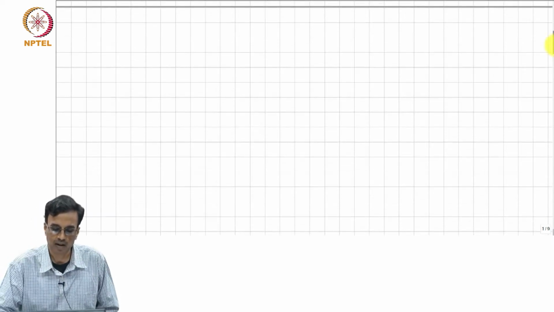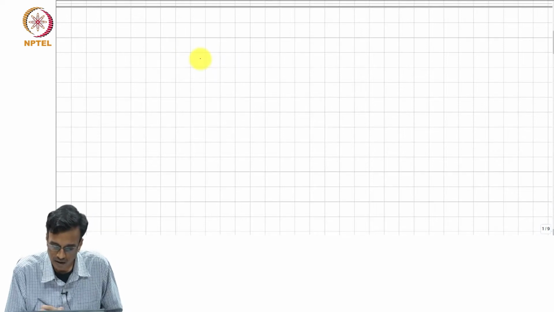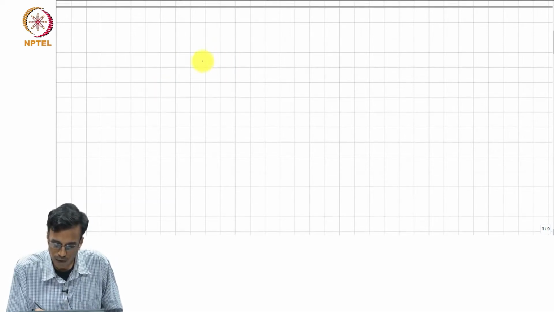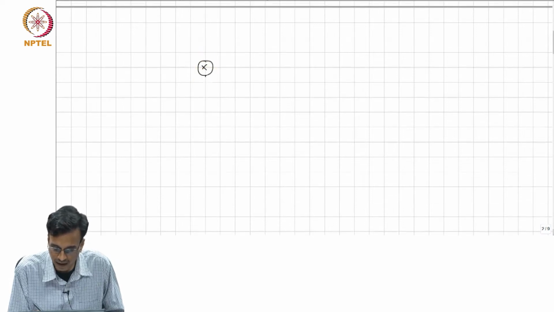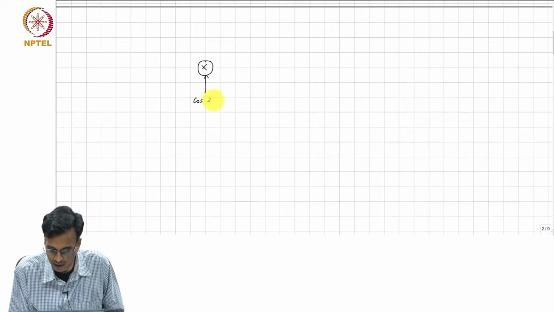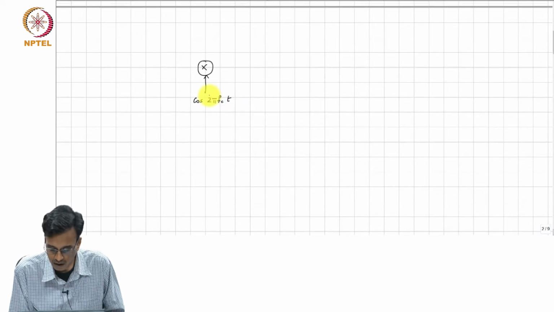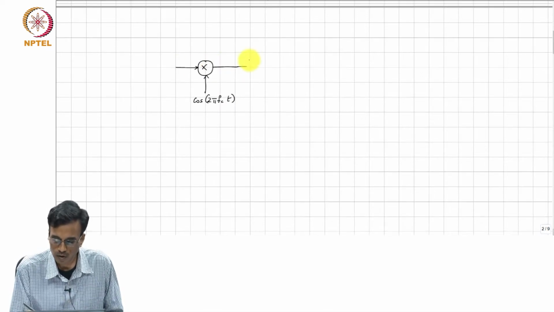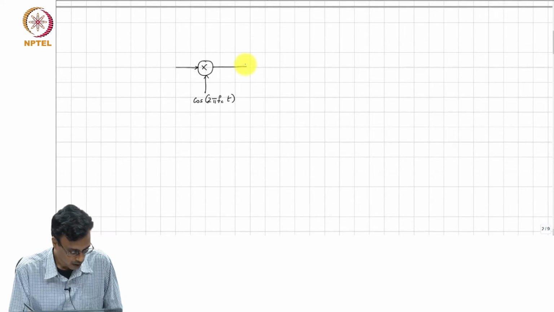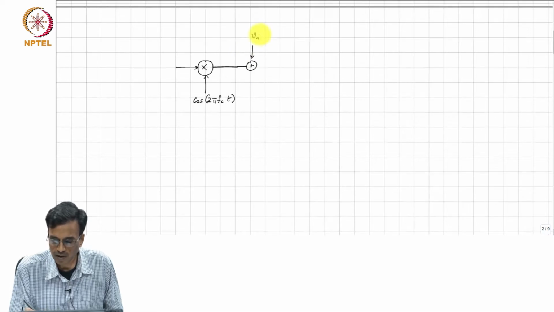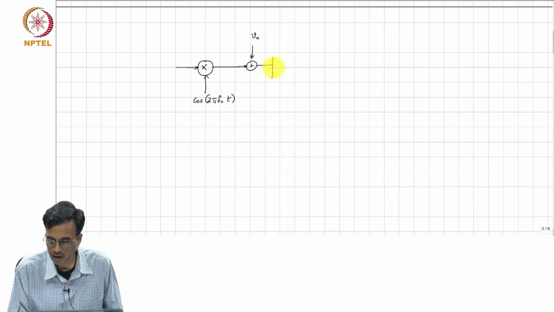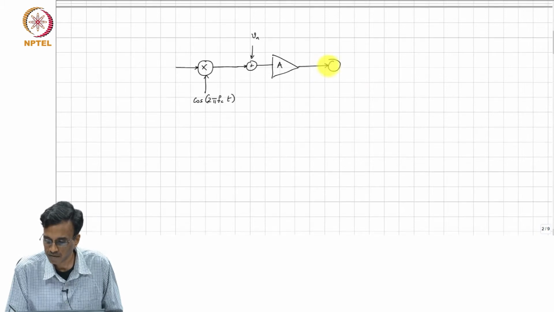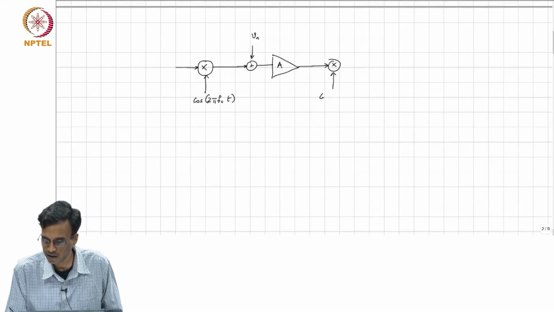To illustrate one of the applications of this theorem in a practical context, we were looking at chopping. The basic idea behind chopping, as you all know, is an attempt to address the problem of flicker noise in amplifiers, and this is the basic signal flow graph. Of course, in practice there are going to be many non-idealities.